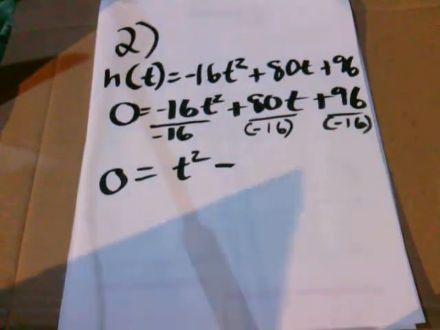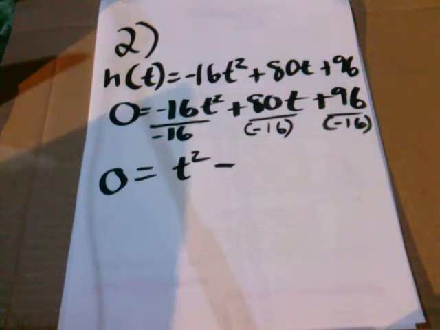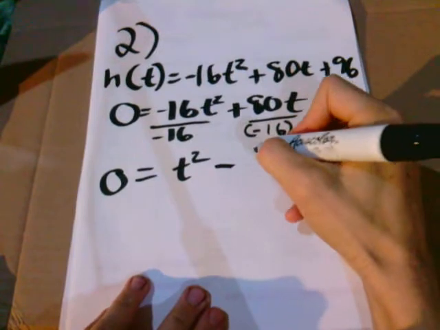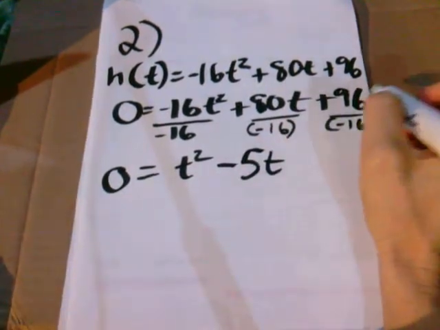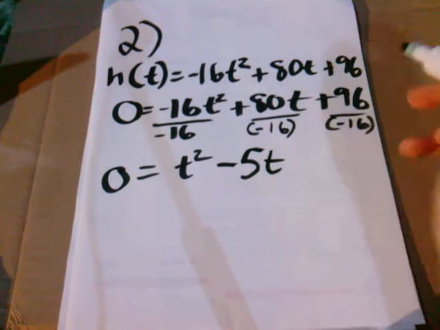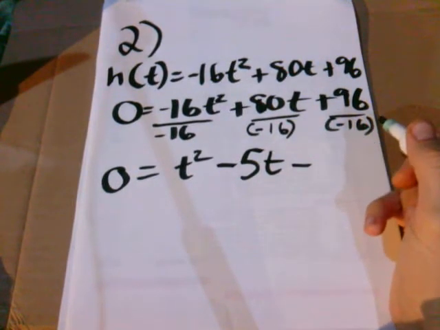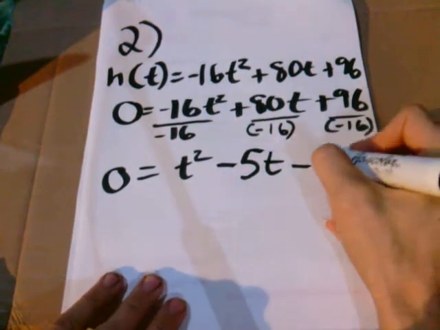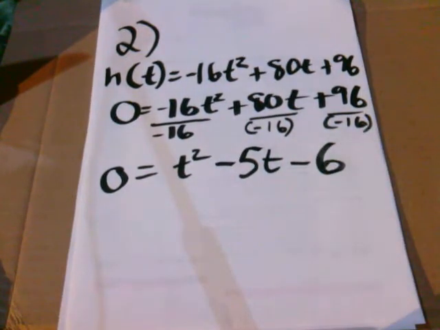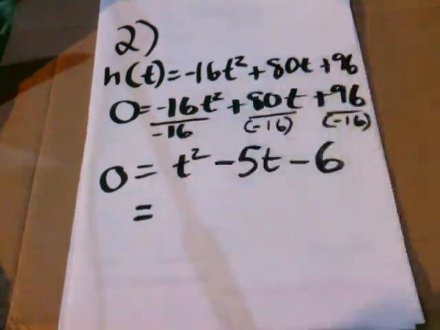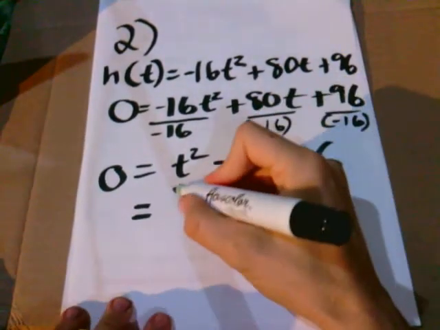So what is 80 divided by -16? That is going to be 5t. And then a positive divided by a negative, that's going to be a negative. What is 96 divided by 16? And that is 6. Okay, so now this problem is a lot simpler. Still solving for t. So let's solve it by factoring.